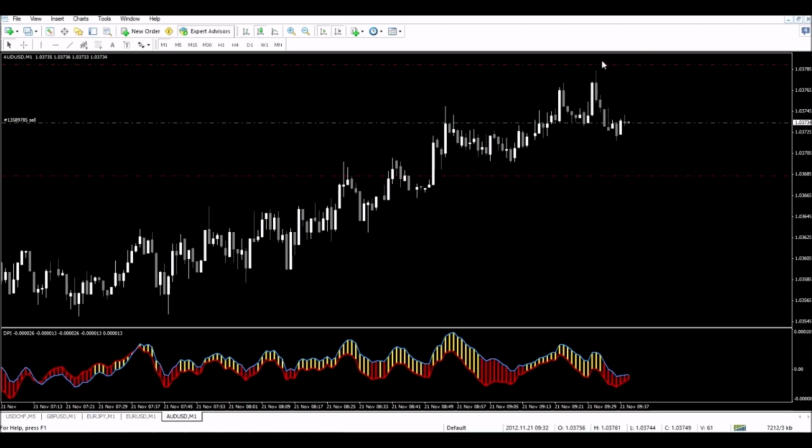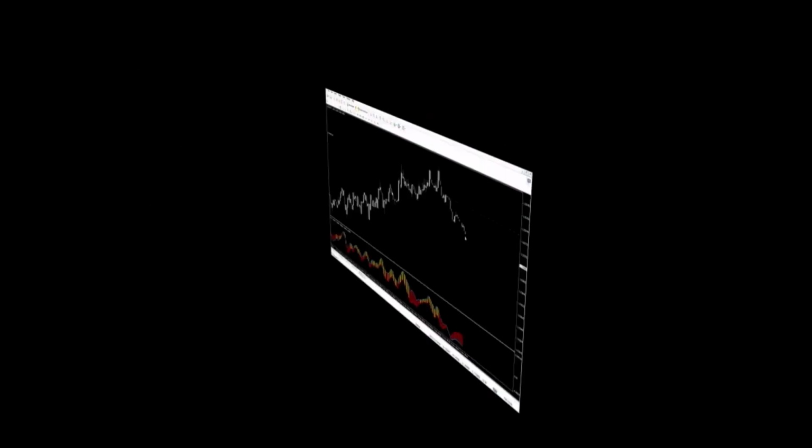My stop loss is here. My take profit is down here, 5 pips away from my entry, also because this is a 1 minute chart and we're only looking for 5 pips of profit. So now I'll put the video on pause and I will be back as soon as there's something to report.